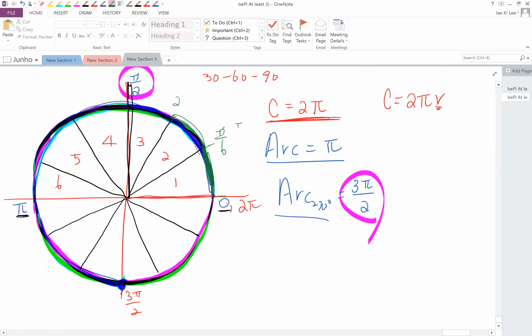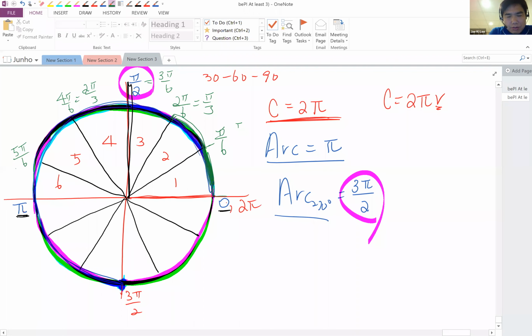So 2 pi over 6 becomes pi over 3. We simplify, and this becomes 3 pi over 6, which simplifies to pi over 2. This becomes 4 pi over 6, which means 2 pi over 3. Now this is 5 pi over 6, and 6 pi over 6 becomes pi. Make sense to you?